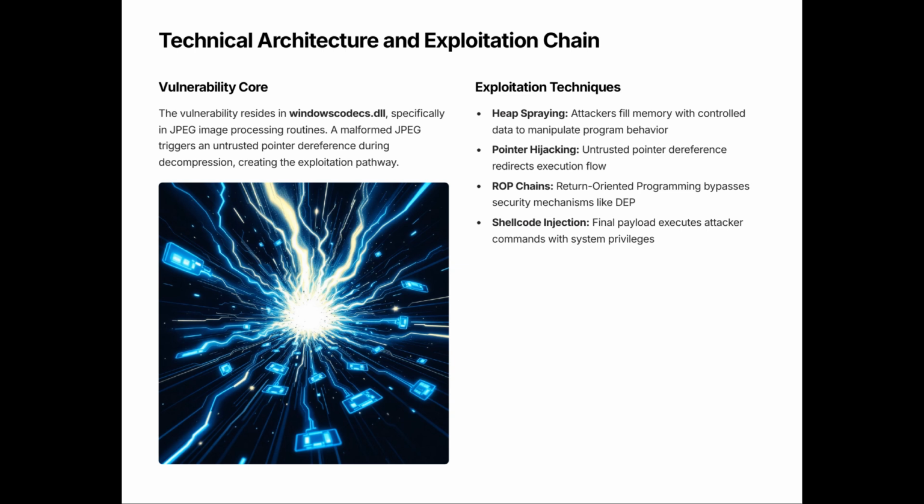This technique bypasses several security mechanisms like data execution prevention, making it a powerful tool in the hands of the attacker. Lastly, we have shellcode injection, where the final payload executes the attacker's commands with system privileges. This action effectively gives the attacker control of the system. The understanding of this technical architecture and exploitation chain is critical in building robust countermeasures. As we move forward, we'll delve into the impact assessment and understand who's at risk and why.